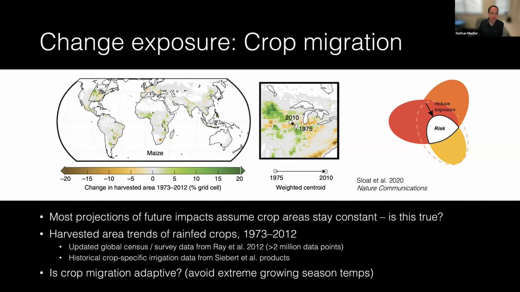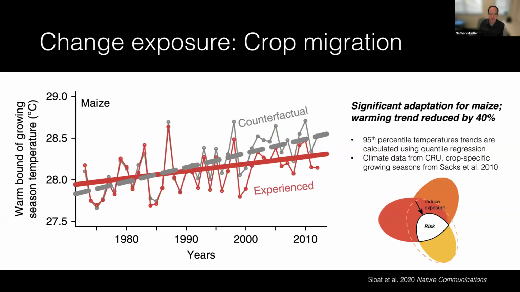And the question here is, is this crop migration adaptive? So we said, okay, it's adaptive if it avoids extreme growing season temperatures, just to keep it simple. So we use quantile regression to look at the average growing season temperatures for all of the rain-fed maize areas. And then we look at how basically the upper bound of that would have changed in the absence of crops moving across the landscape and with crops moving across the landscape.